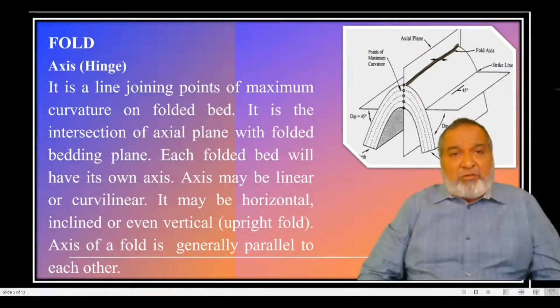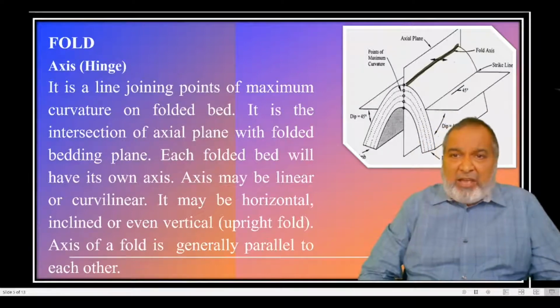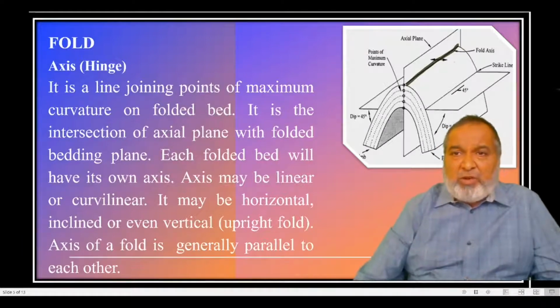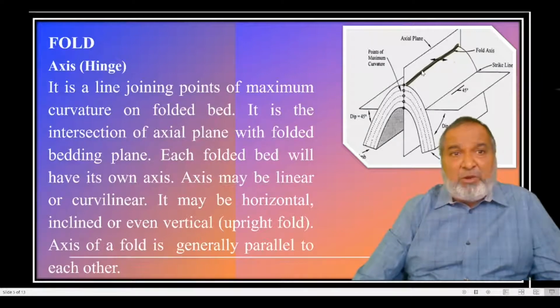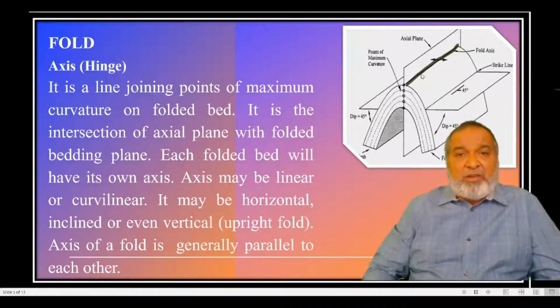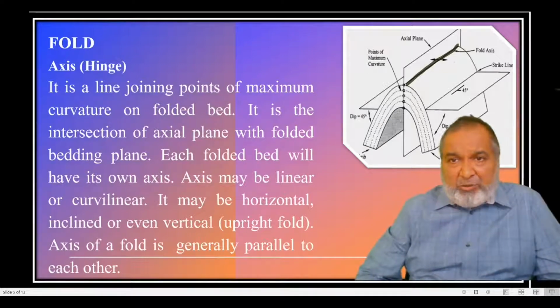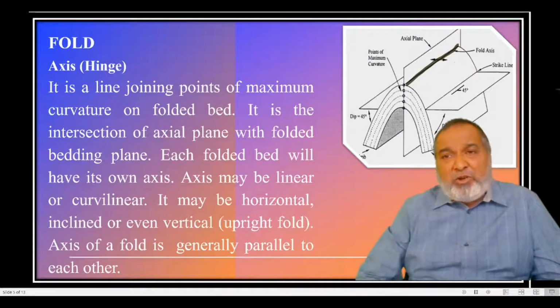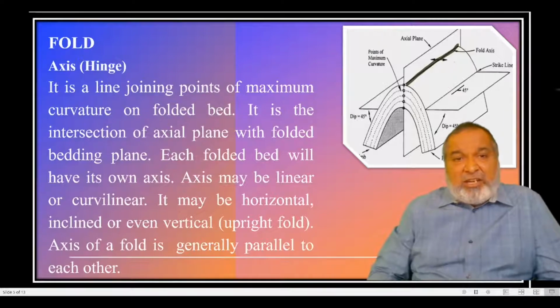Here we are going to have the axis, the hinge line. What is the axis? Here we have specially marked all the highest points on the crest. The highest points on the crest will be called the axis, the fold axis. It is a line joining the points of maximum curvature on the folded bed. So it is the line joining the highest points on the fold. That is the axis, hinge or fold axis. It is the intersection of the axial plane.